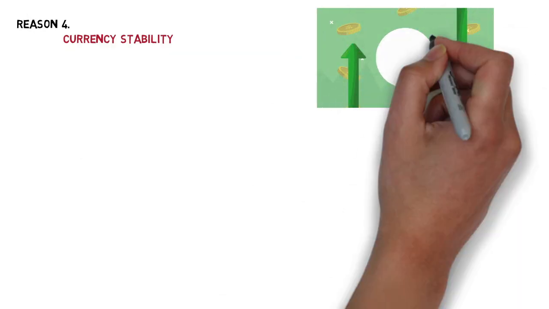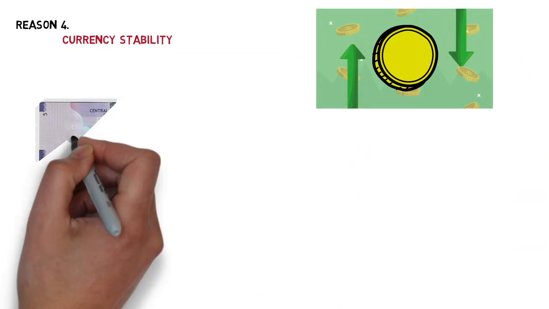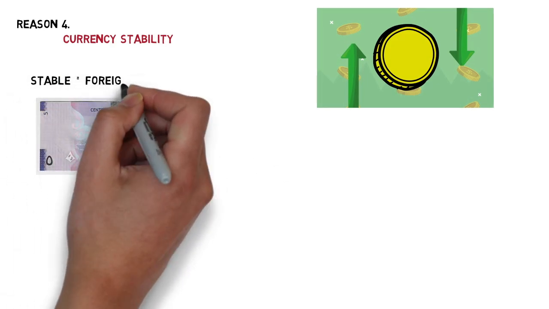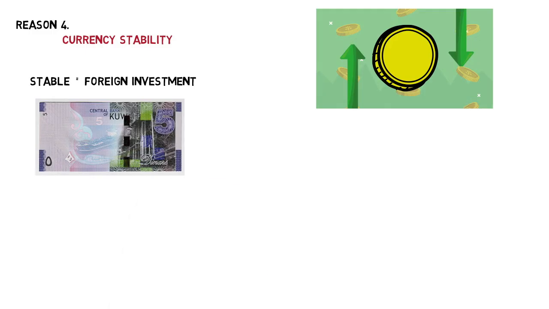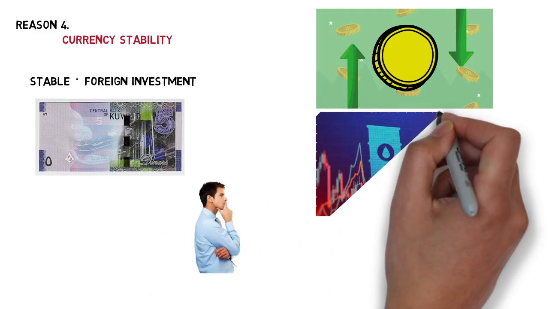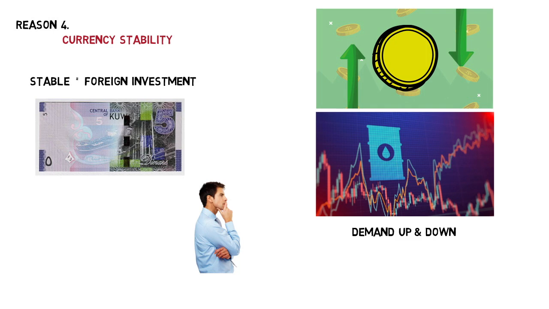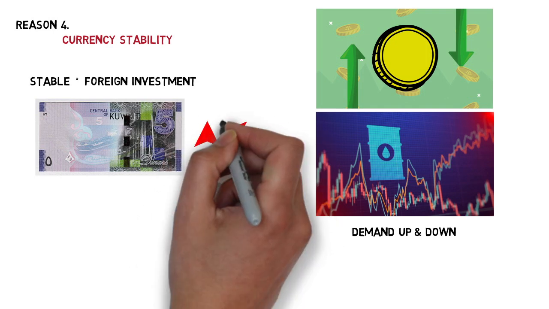Another reason for this high value of the dinar is the stability of its currency. Unlike other currencies that constantly rise and fall, the dinar remains stable most of the time. The more stable a currency is, the more foreign investment a country attracts. But how is it so stable? You might already know that oil prices keep fluctuating due to changes in demand, and that would normally cause the dinar's value to fluctuate heavily too.